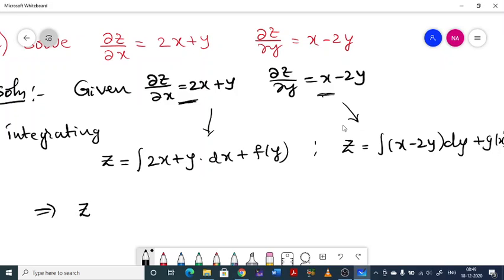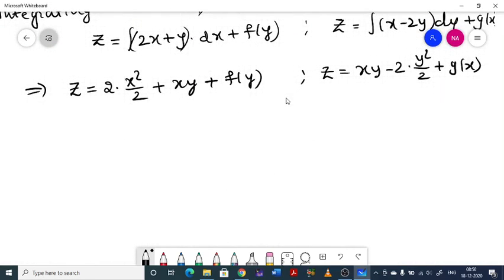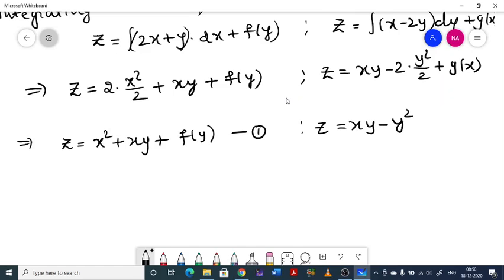So z equal to, integrating with respect to x, 2 into x square by 2 plus xy plus f of y. From the other, z equal to xy minus 2 into y square by 2 plus g of x. Now I got z equal to x square plus xy plus f of y. Call this equation 1. On the other hand, z equal to xy minus y square plus g of x. Call this equation 2.